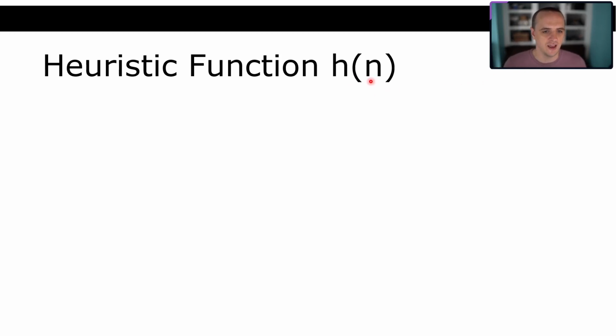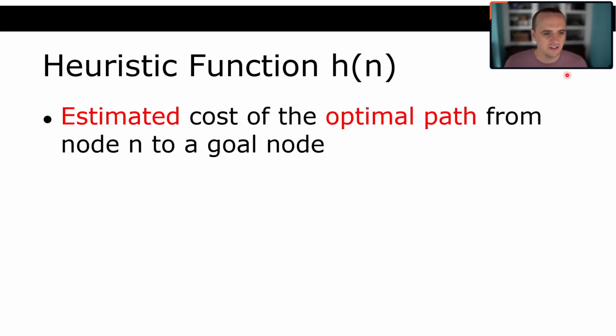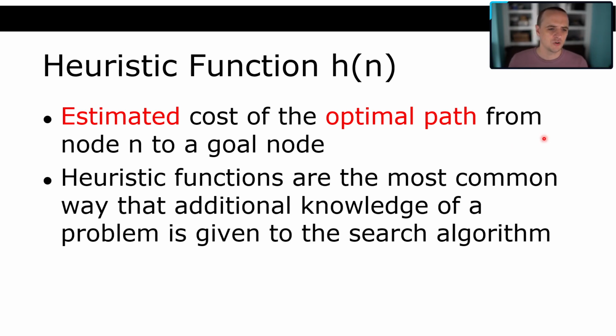The heuristic function h of n takes a node, so we're going to apply some function to a node and return some value. That value is the estimated cost of the optimal path from node n to the goal node. In general, 99% of the time, h of n is going to be an estimate of the cost of the optimal path from n to a goal node. Heuristic functions are the most common way that we give additional knowledge of a problem to the search algorithm. Remember, breadth first search and depth first search had no knowledge of the problem, but in best first search we are incorporating this heuristic function to give it some notion of a guess at where we should go first.